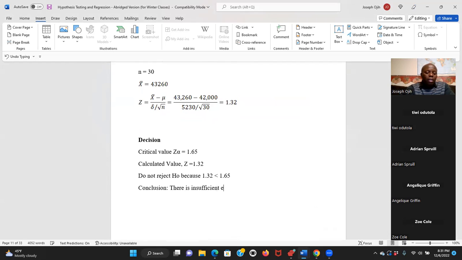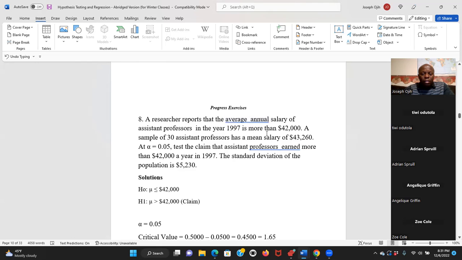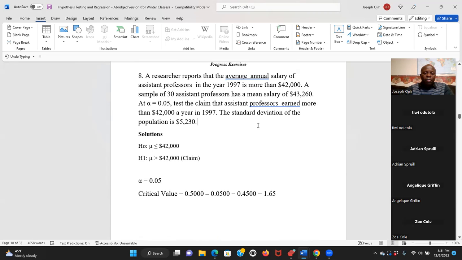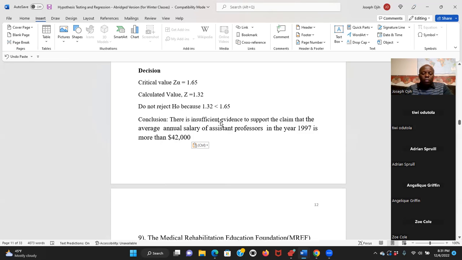Insufficient evidence to support the claim that the average salary of the assistant professors in 1997 is more than 42,000, because that's what it's saying. There is insufficient evidence to support the claim that the average salary of assistant professors is more than 42,000. This is the claim right here.